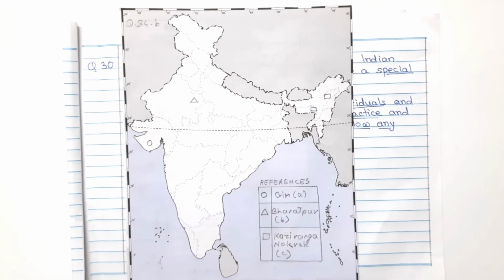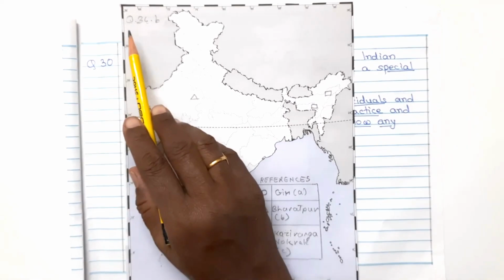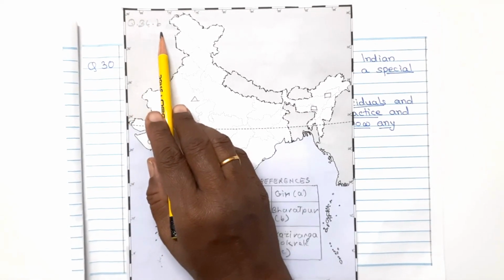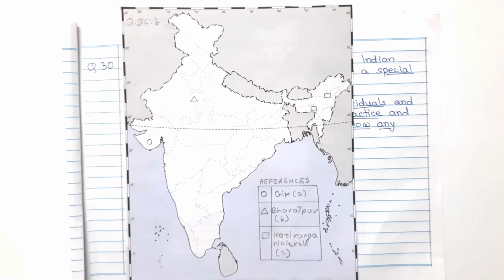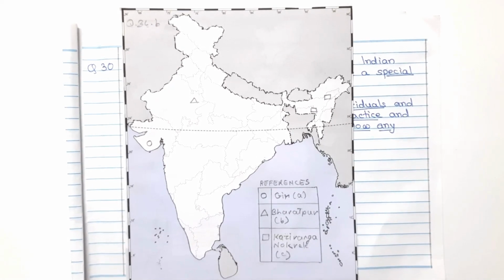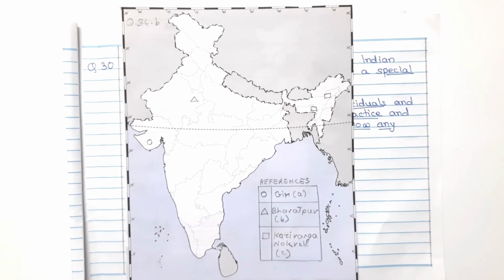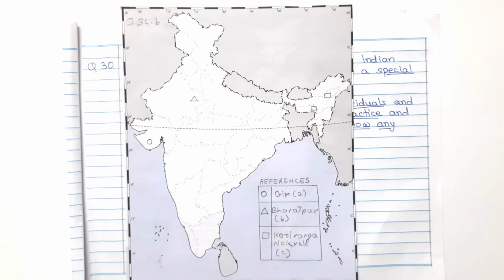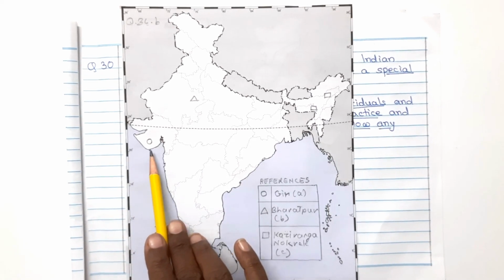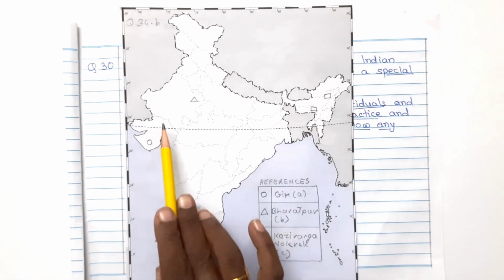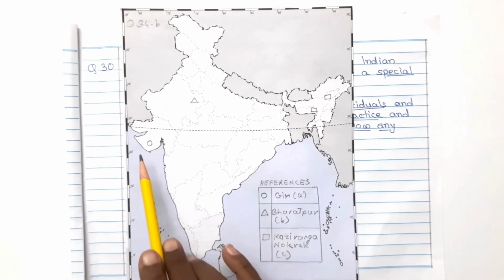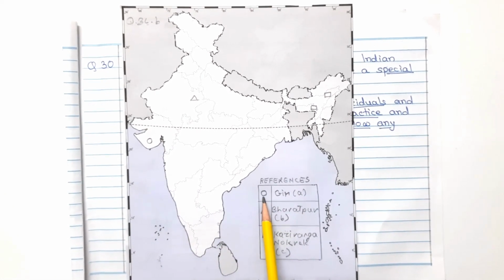For attempting map questions, you have to write the question number here. Suppose the question is, locate and label the following on an outline map of India. First is A, a national park in Gujarat which is known as the home of Asiatic lions. That is, the answer is Gir. So here is Gujarat and Gir. This reference you have to give here, Gir A.